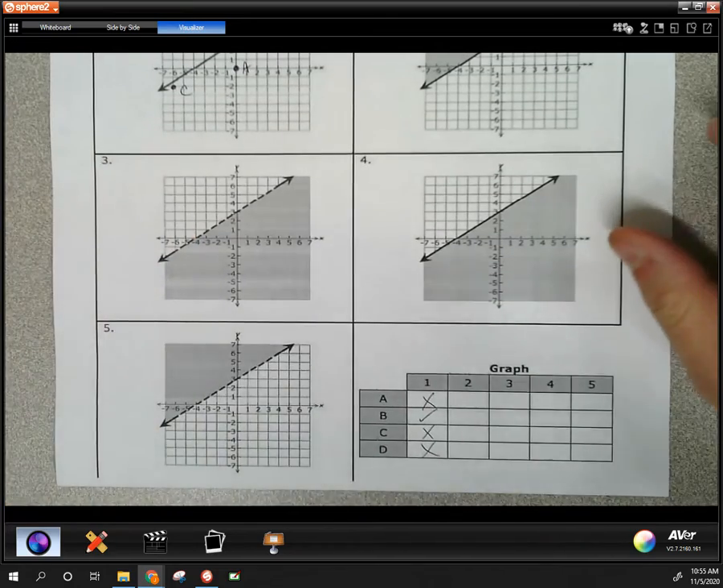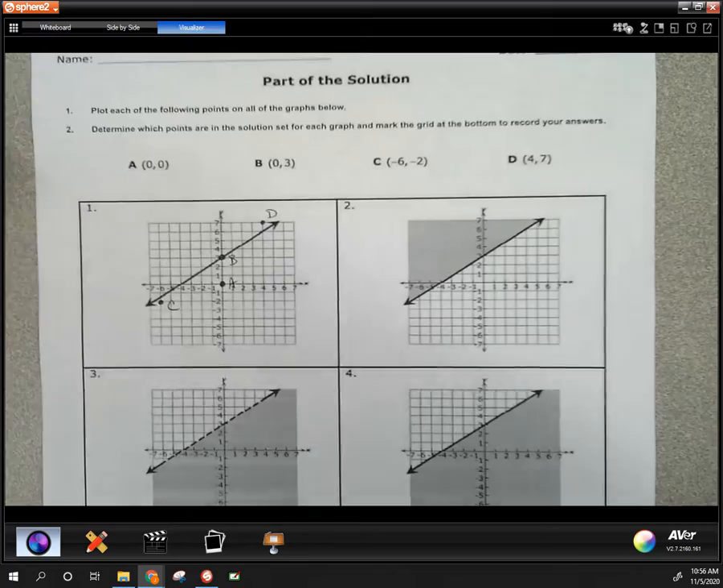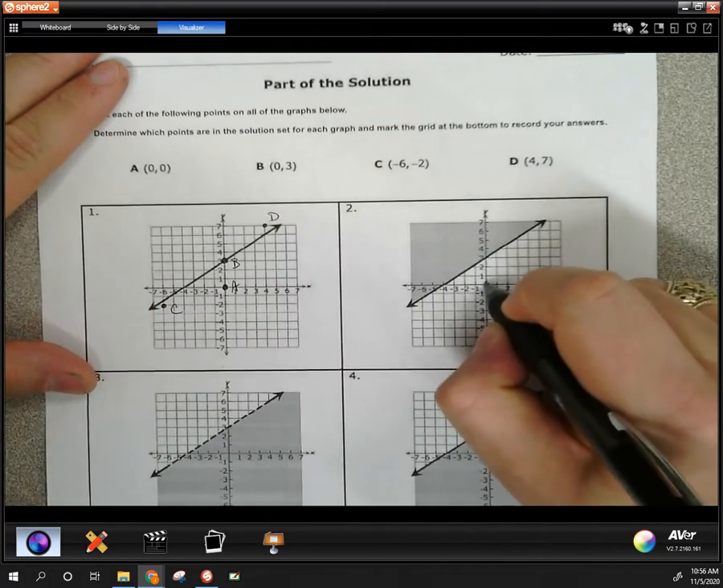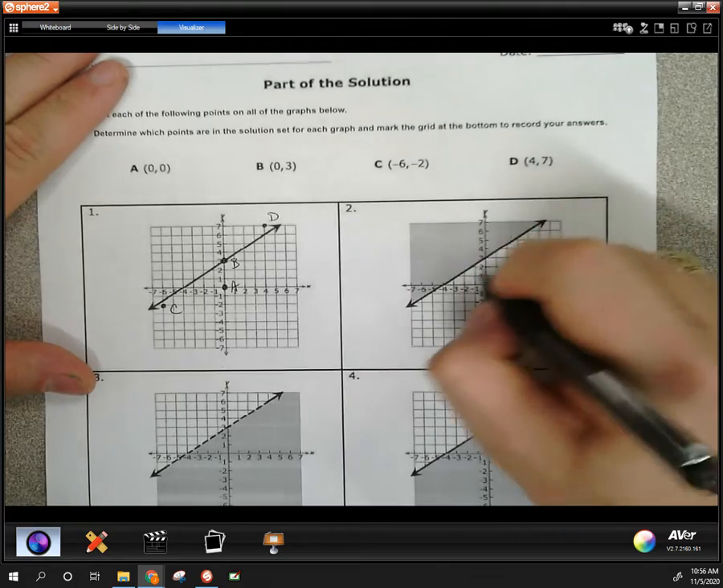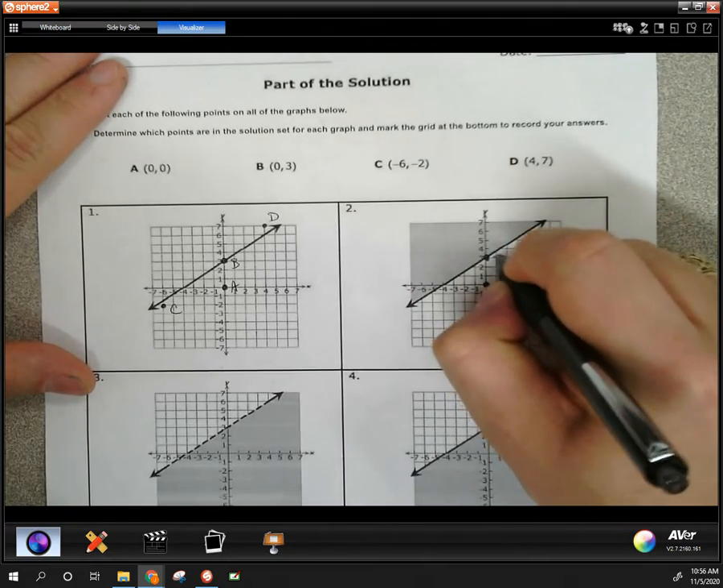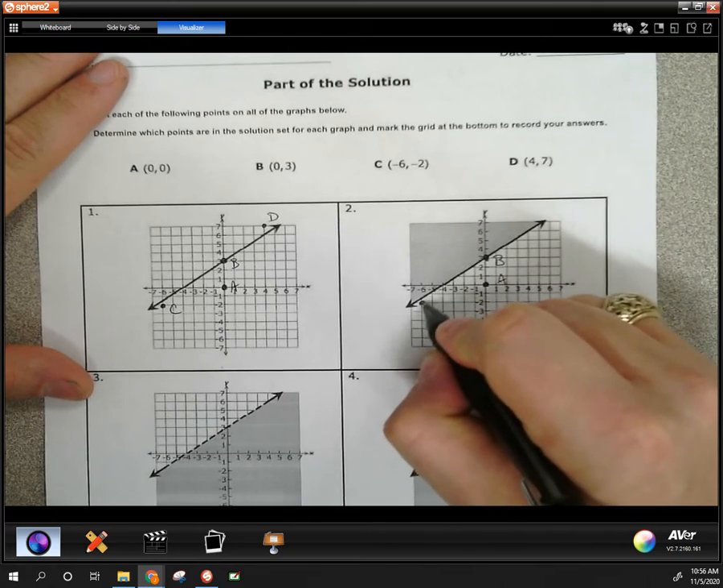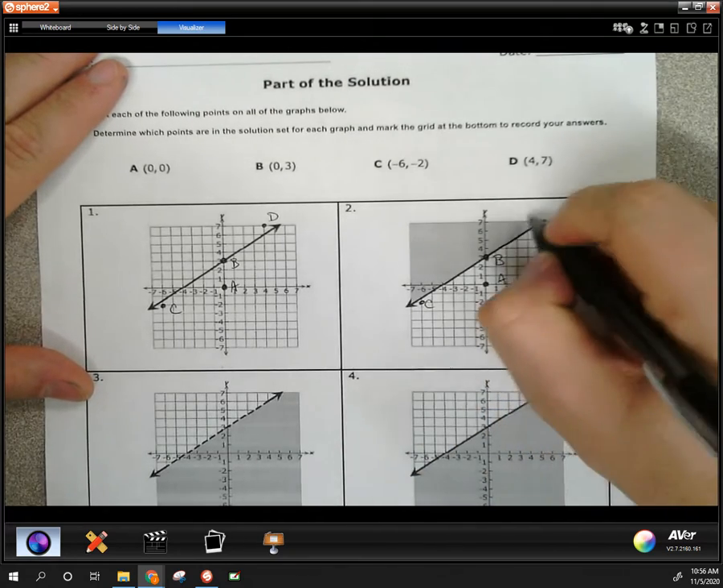Okay. Now we're going to do the same thing here on number 2. Same points. A is 0, 0. B is 0, 3. C, -6, -2. And D is 4, 7.